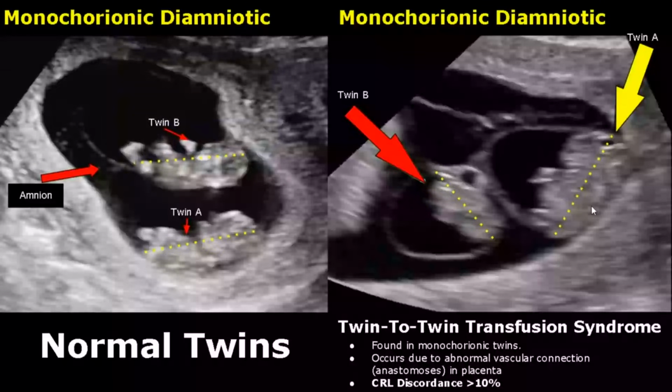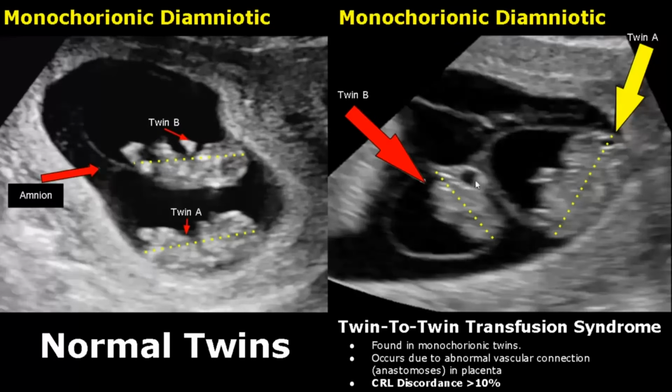Twin-to-twin transfusion syndrome is a complication found in monochorionic twins. It occurs due to abnormal vascular connection in the placenta. It has many features. In the first trimester, we may start to see a discordance between CRL of the twins. A 10% difference in CRL measurement can be a sign of an impending twin-to-twin transfusion syndrome. The twin B is smaller than twin A.